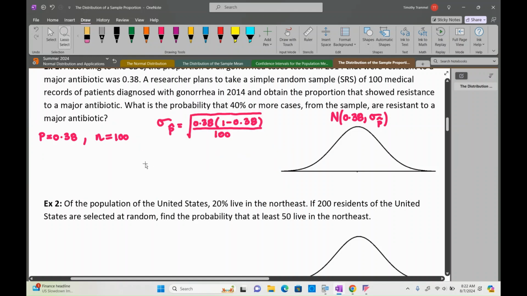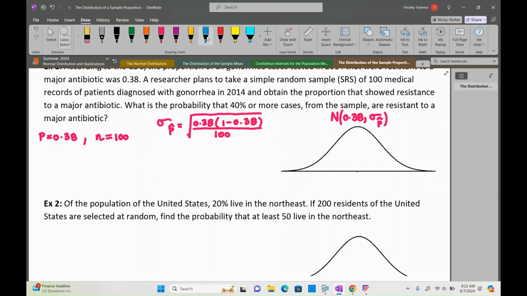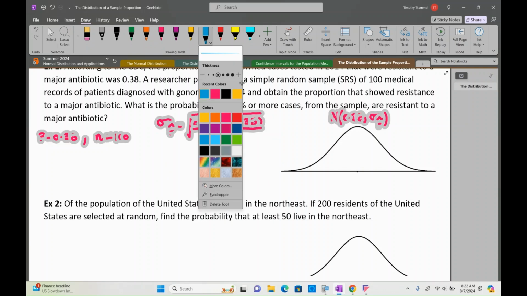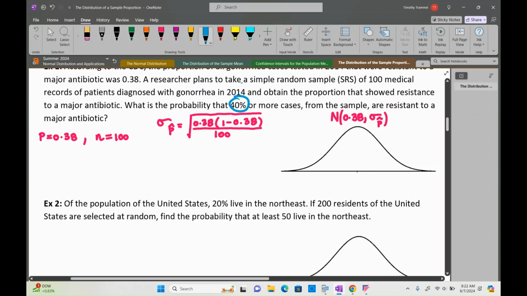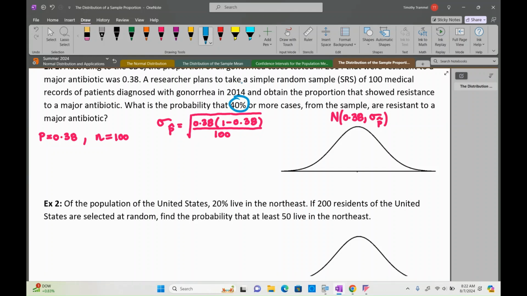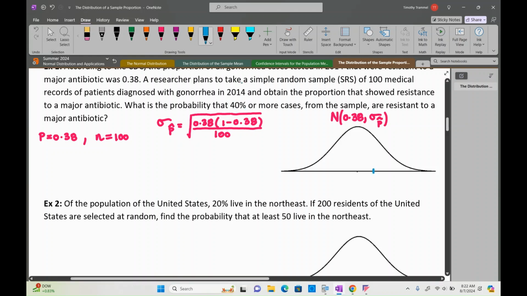All right, and so we have one more thing to do. We have this probability that we are trying to find. It says, what is the probability that 40% or more cases from the sample are resistant to a major antibiotic? Okay. So remember, we need this written actually as a proportion. So that would be 0.4. And so that would be over here, somewhere to the right of 0.38. And we want to know the probability again that we would have this proportion or higher.